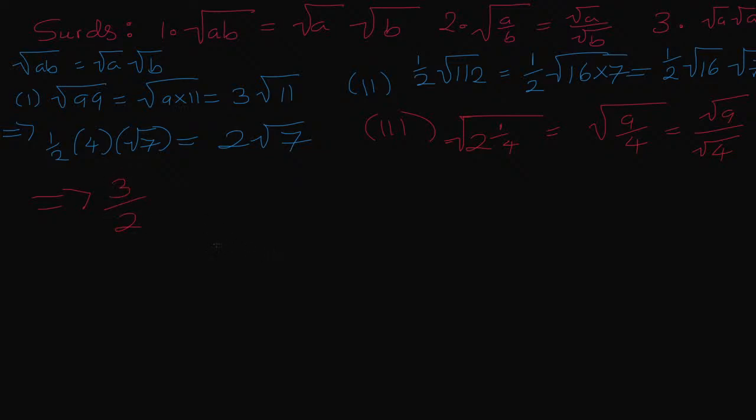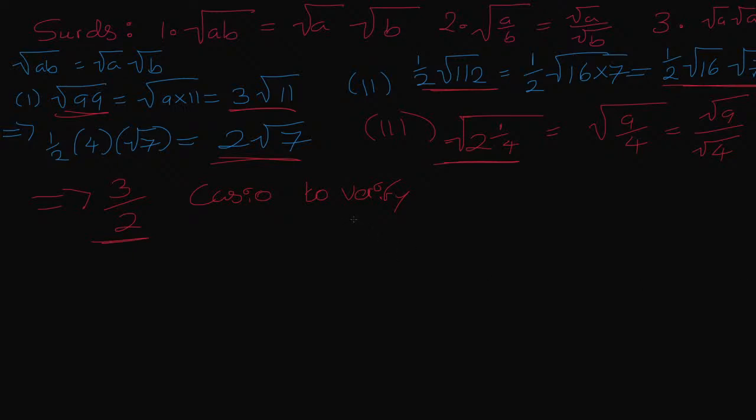Alright, very good. And you can use your Casio or your calculator to verify. So you just sub in the square roots, sub that in your calculator, you'll get 3 square root of 11. Sub this in your calculator, you'd get 2 square root of 7. And same with 2 multiplied by 1/4. You get 3 over 2. Alright, nice, good job.